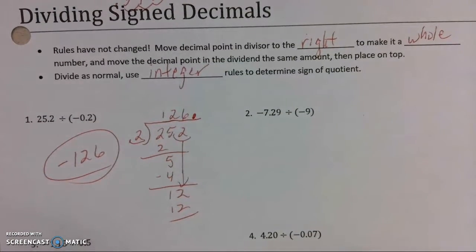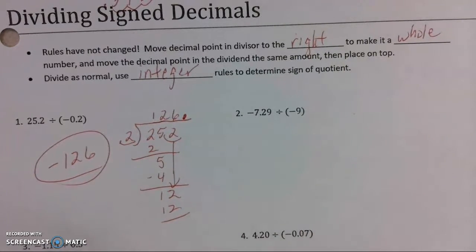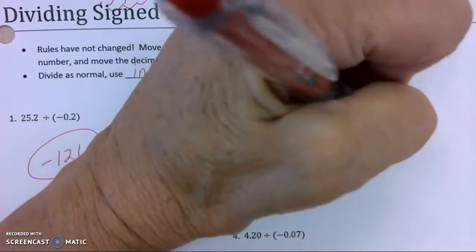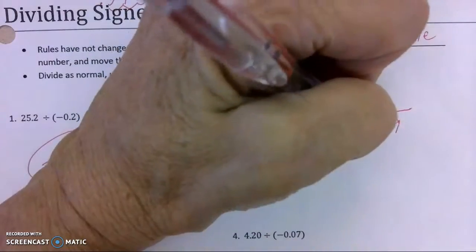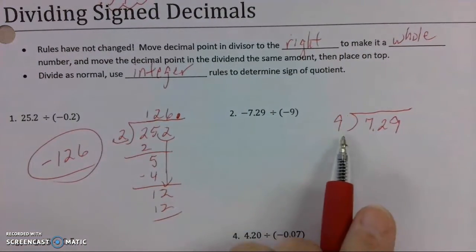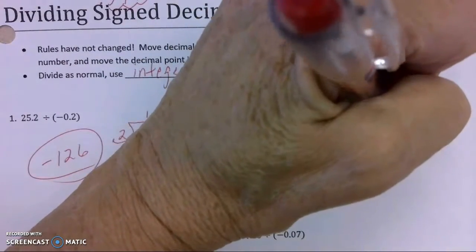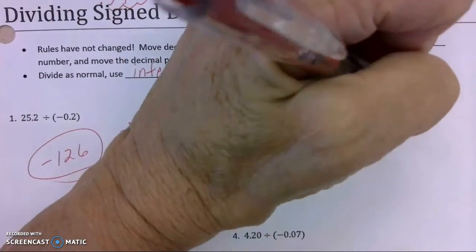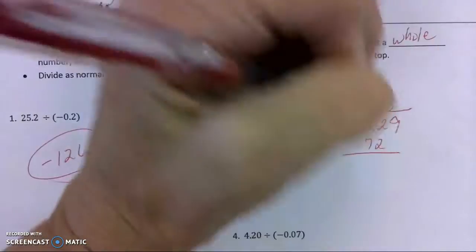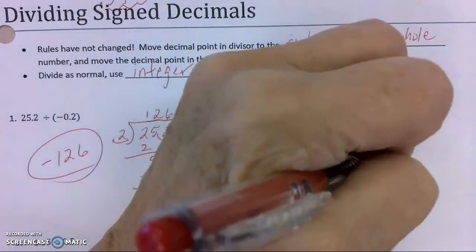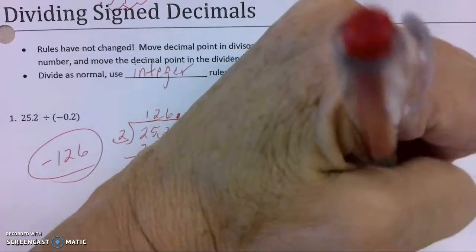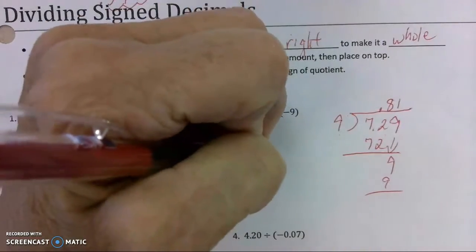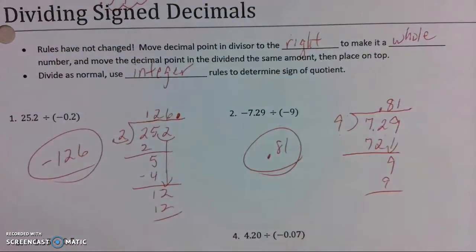Number 2. Here again, I'm dividing two negative numbers. Notice that my answer will be positive. Again, 7.29 is your dividend. 9 is your divisor. Now notice that there is no decimal point, so I don't need to do any moving. Can't divide 9 into 7, so I divide 9 into 72. That's 8. 8 times 9 is 72. Bring down my 9. 9 divided by 9 is 1, and that terminates. My answer is 81 hundredths.